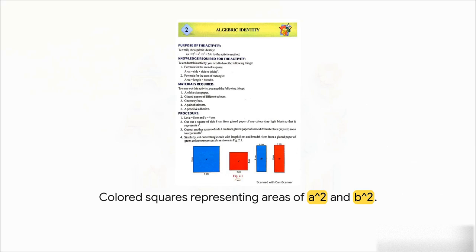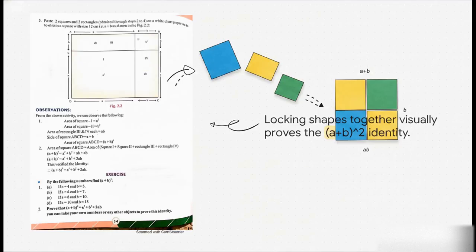To really prove why those shortcuts work, let's turn those letters into physical space. Imagine a and b are just lengths on a piece of paper. If you have a square with a side length of a, its area is a squared, represented here by this blue square. A smaller square with side length b has an area of b squared. That's the red square. We've also got two green rectangles with lengths a and breadths b, giving them each an area of ab.